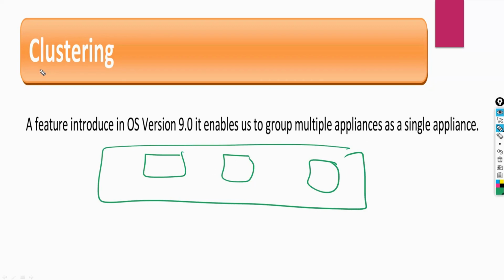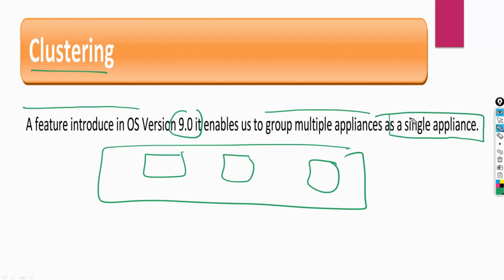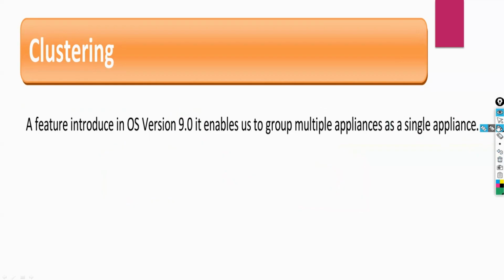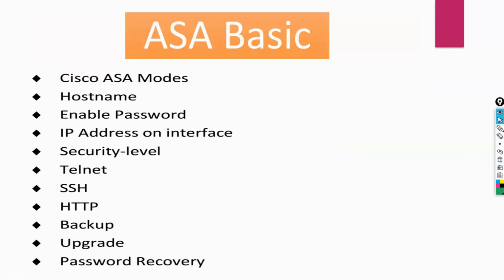This is called clustering. A feature introduced in OS 9.0, it enables us to group multiple appliances to act as a single appliance. This is called clustering. So these are the features. I hope it's clear.